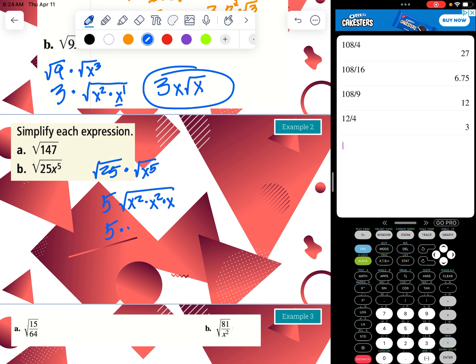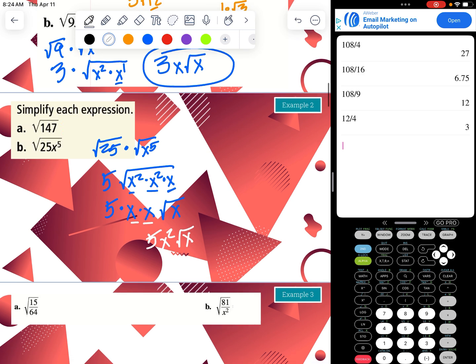The square root of x squared is x. The square root of x squared is x. And I can't do anything with this. It has to be left under the square root. I have 2 x's out here, so that would give me 5 x squared times the square root of x.